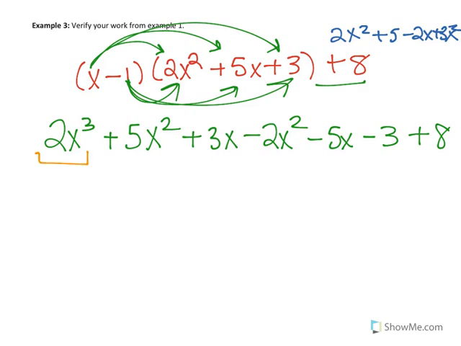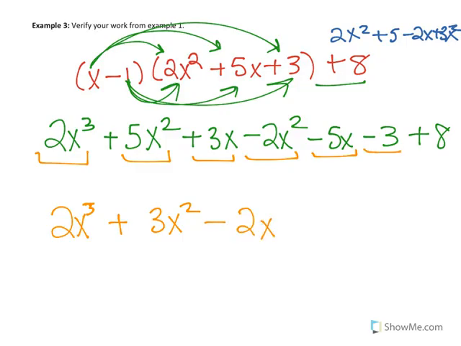Now I'm going to simplify, so I have 2x cubed, and then I have a plus 5x minus a 2x, which is 3x squared. And then we have plus 3x minus 5x, which is minus 2x, minus 3 plus 8, which is plus 5, which is the same as that, obviously rearranged. So you can always check to see if your division has been done right because you can verify. So let's do another example and then we'll verify as well.